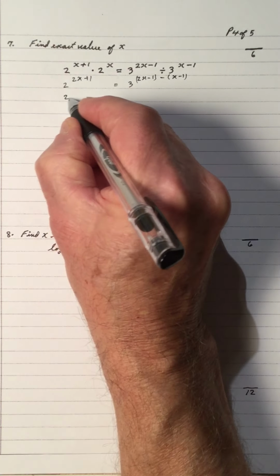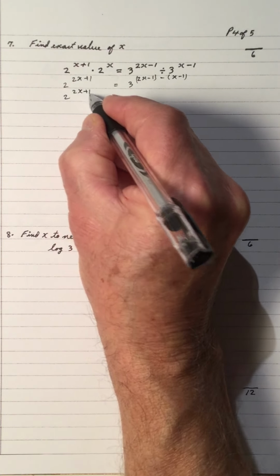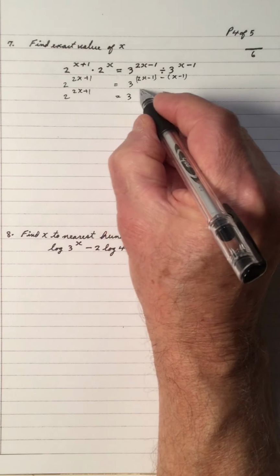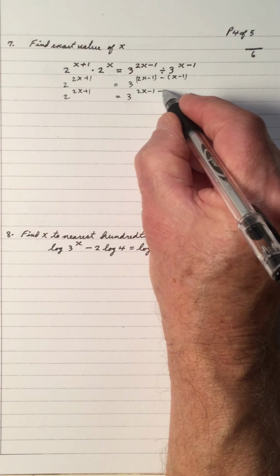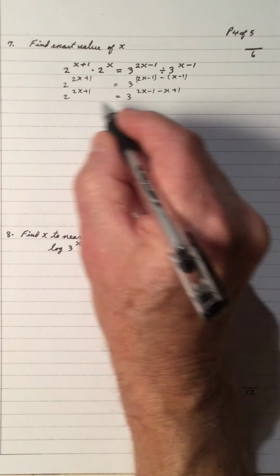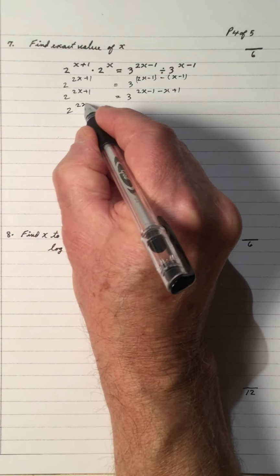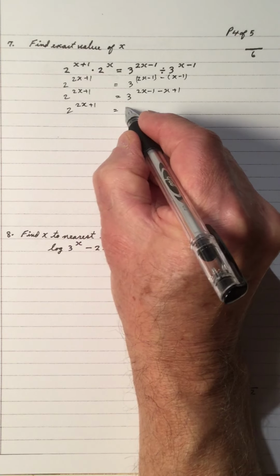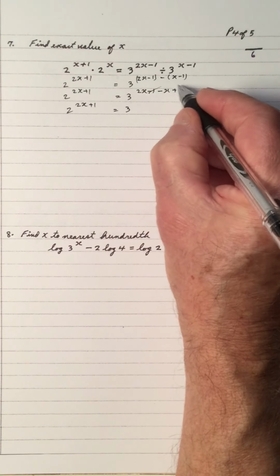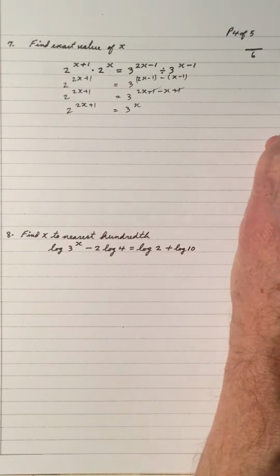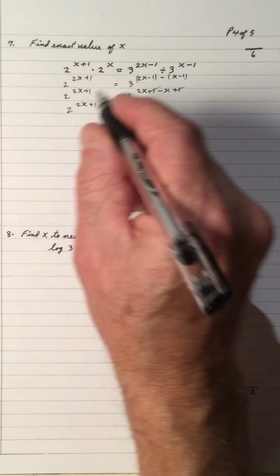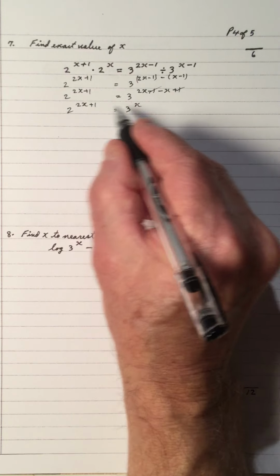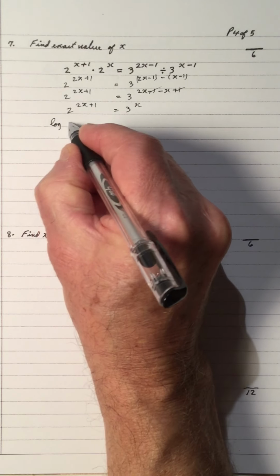So that gives you 2 to the 2x plus 1. And this one is 2x minus 1. When you subtract, you get a negative x plus 1. So that becomes 2 to the 2x plus 1, minus x, plus 1, so the 1's cancel, and you get an x. So we want the exact value. So that means, in order to get at the x's, we have to do the log of each side.